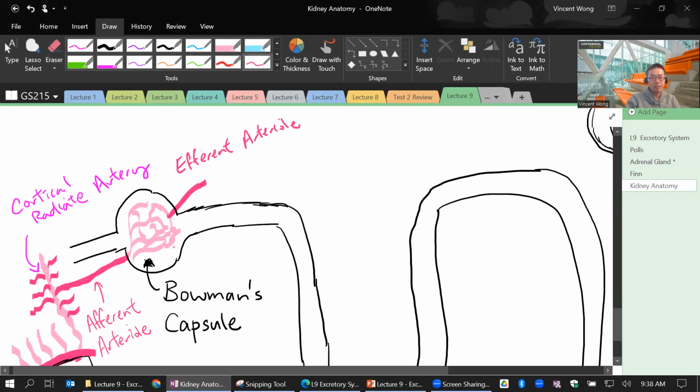Okay. Now this capillary network here on the inside, this is really hard to say. I still have trouble pronouncing it. Let me just write it out first. It's called the glomerulus. Glomerulus. Okay. You can look at the auto-generated caption. Glomerulus, that's what it is. So it's a special network that is found inside the Bowman's capsule.